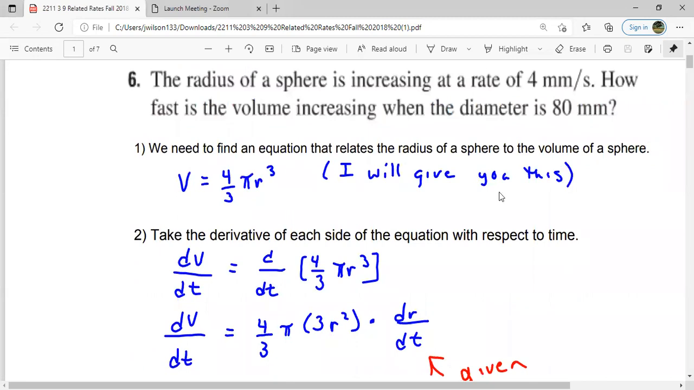The radius of a sphere is increasing at a rate of 4 millimeters per second. How fast is the volume increasing when the diameter is 80 millimeters? So we need to find an equation that relates the radius of the sphere to the volume. This is the formula for the volume of a sphere, and it is in terms of the radius. I would give you this formula if this was on a test. You don't need to memorize every formula that's out there.